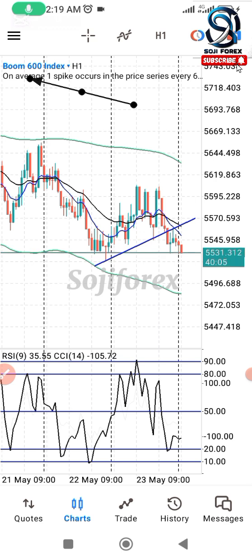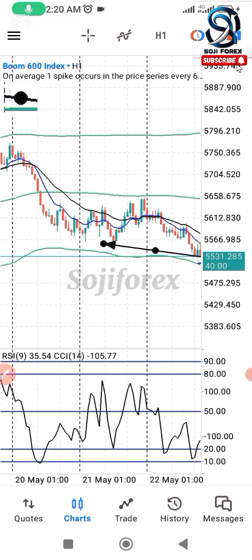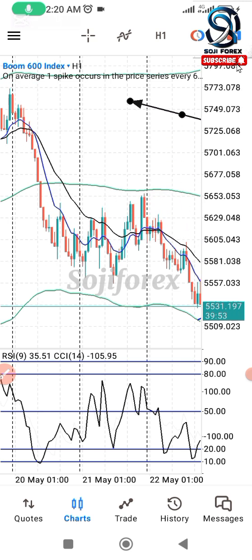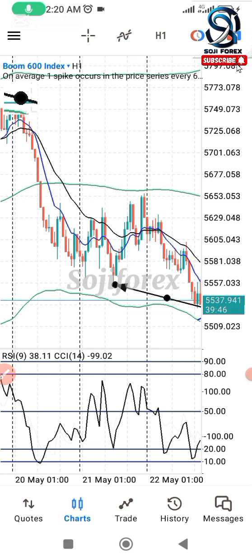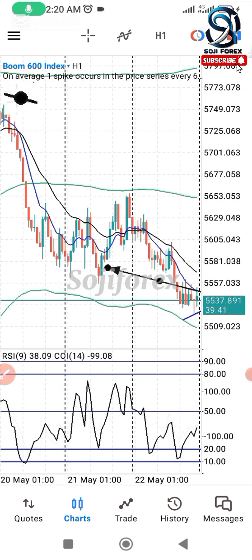There are several ways you can do this. One of the easiest ways is to wait for a pullback using the middle Bollinger Band. Such as in this price scenario, you can see the price crosses and was consistently below this zone over time. So what do you do? You kindly wait for price to pull back to your middle Bollinger Band. And just as you can see in this case, price pulled back to the middle Bollinger Band.